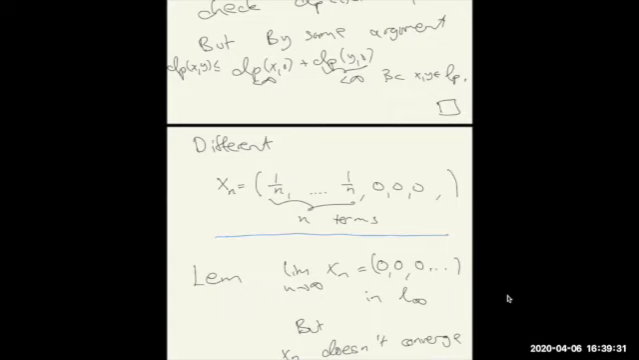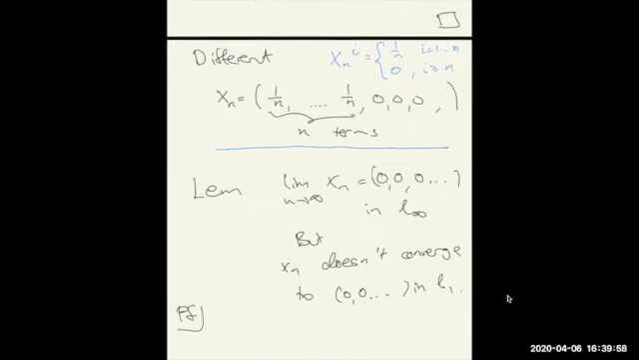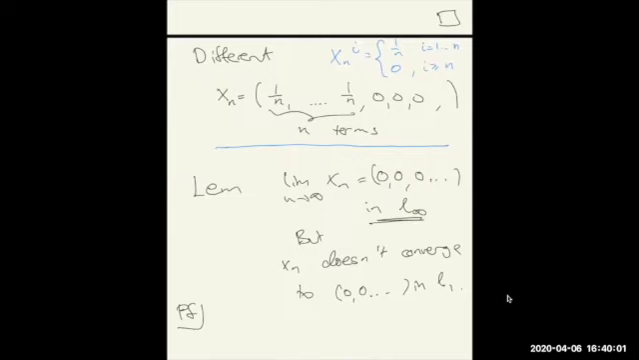This is a sequence of sequences, so each of these elements could be different. And what we define is x^n_i equals 1 over n for the first n indices, and then after that, we define it as equal to 0. Now, a short lemma: if we look at the l infinity distance, then x^n converges to the 0 sequence. However, if we look at the l1 distance, then it doesn't converge.